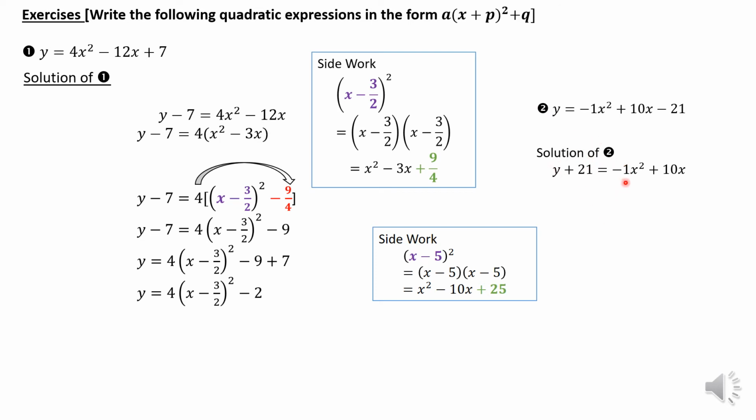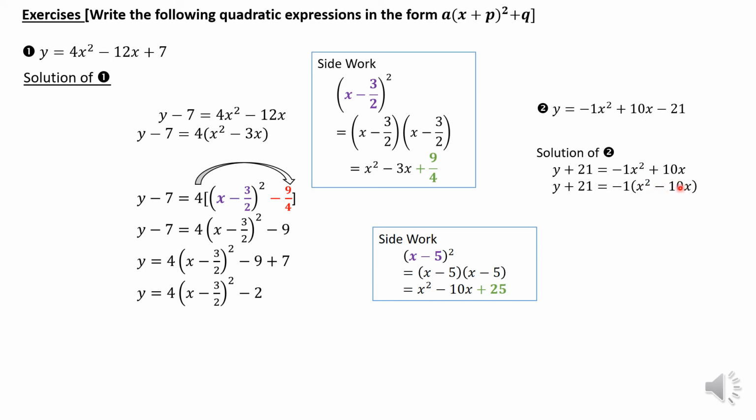Now I have a negative 1 that I must factor out. If I take the negative 1 out of negative 1x squared, I'm left with x squared inside. If I take negative 1 out here, and you must be careful, it's going to leave you with negative 10. So this particular part, the stuff inside here, is the part we are going to complete the square on.